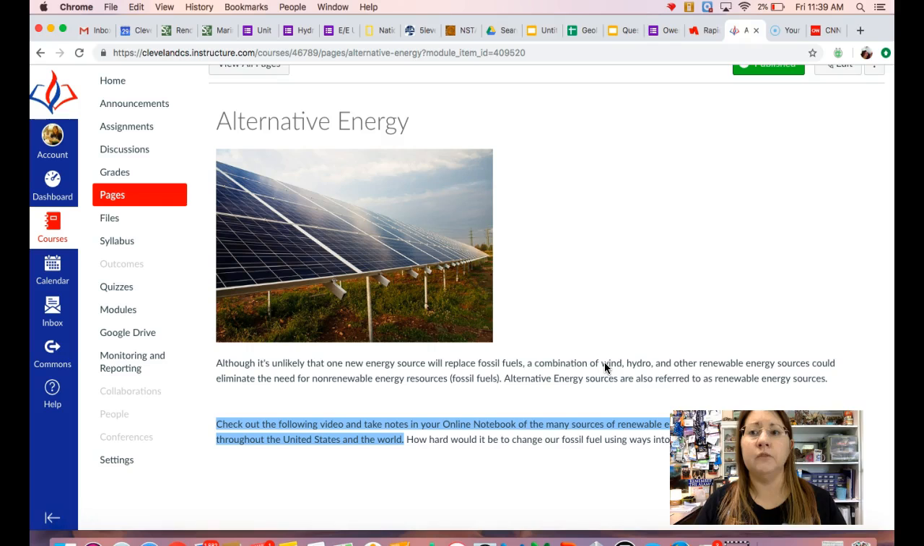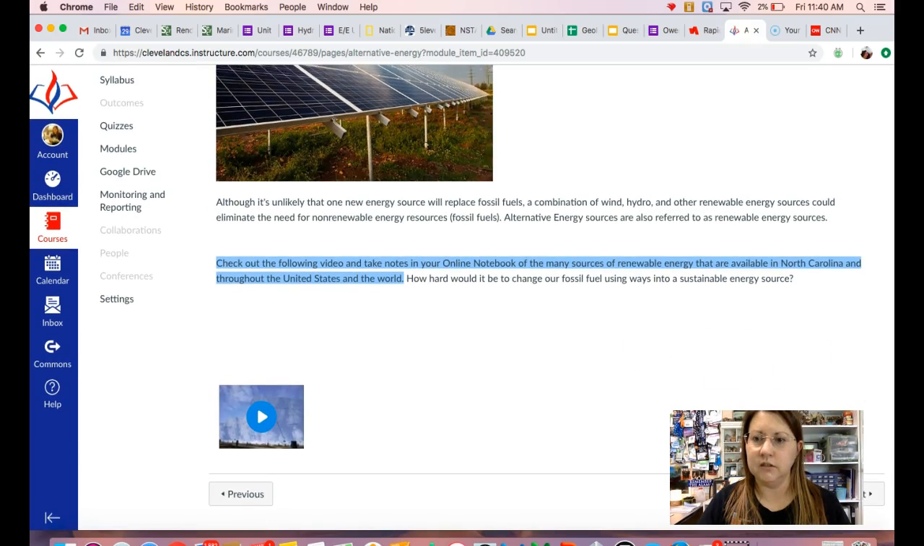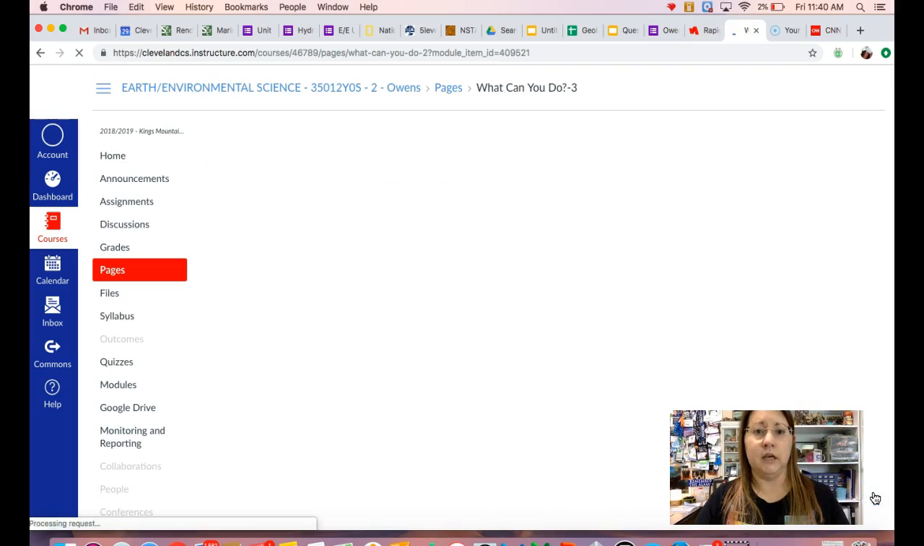Alternative energy. There are a lot of different types of alternative energy that we've looked at in class, whether it's using biomass or solar energy, wind power. We know that photovoltaic cells are going to be used for solar energy. Take a look at this video, and in your online notebook, you're going to be jotting down some notes about renewable energy sources and renewable energies that can be used in North Carolina and throughout the United States.